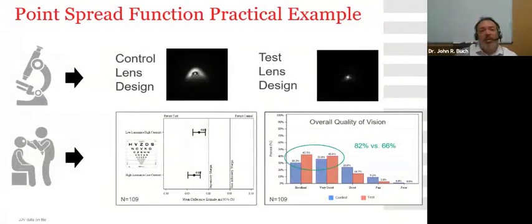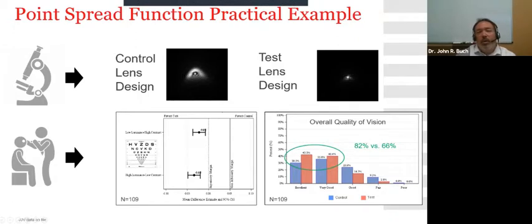There's a practical example that I'd like to share with you. In this study, we had a control lens and a test lens, and this is the point spread function that was measured for both. We took these lenses and put them in the clinic. Here you can see we looked at logMAR visual acuity under low luminance high contrast and high luminance low contrast testing. Basically what this says is there was a statistical difference in favor of the test lens, that people could see a couple of letters better on the logMAR acuity, which is great, but does it matter? Can the patients actually experience it?